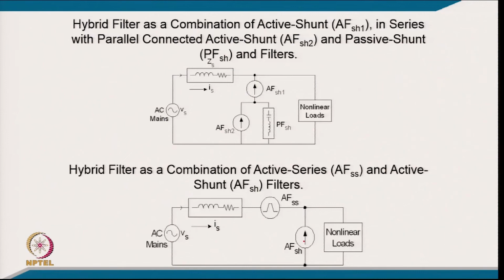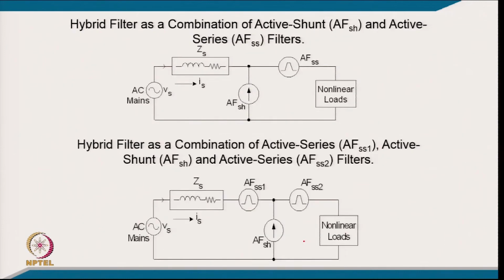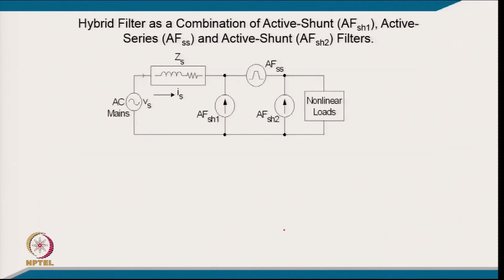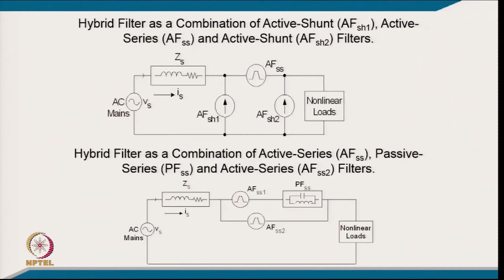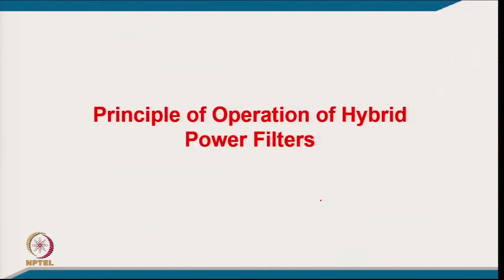Or the other way around, active series can be there, but this configuration is more popular compared to that. Or you can have three active filters, two series and one shunt, or one series and two shunt in this manner, or you can have two shunt with a small passive also. So you can find so many combinations, typically you can call them hybrid filters of different varieties.